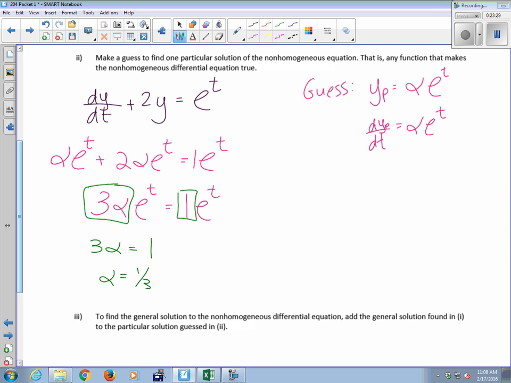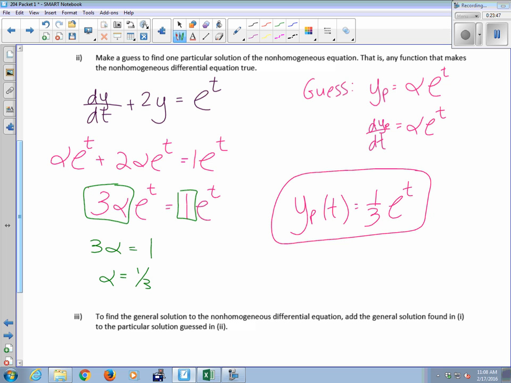So that will work. I guessed a form of what y particular would have to look like, and then I figured out what the coefficient has to be to make it work. So my y particular turns out to be 1/3 e to the t. And you can always check that it does satisfy the differential equation.